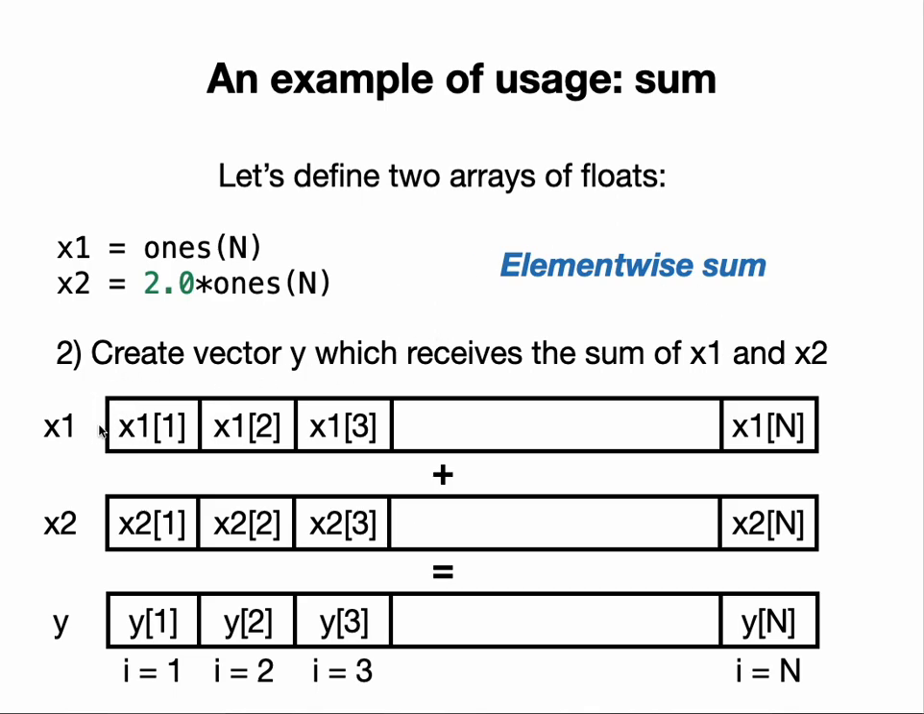So array 1 can be represented by this. So x1 has x1 of position 1, position 2, position 3 until x1 of position n. We have a second array, x2, with the same entries but different values. And we are going to make the element-wise sum of these two arrays, to be returned into a vector y. So y of position 1 should store x1 of position 1 plus x2 of position 1, until the end. Y of position n should contain x1 of position n plus x2 of position n.